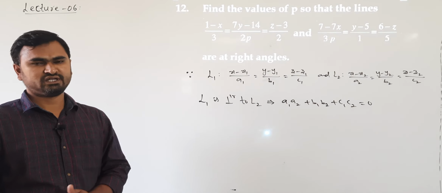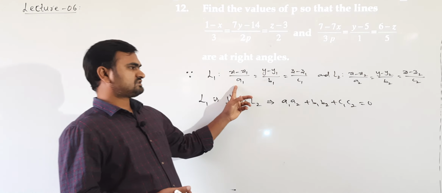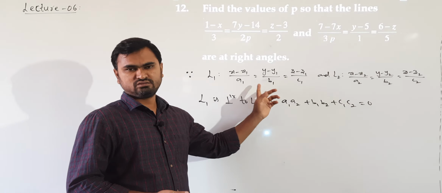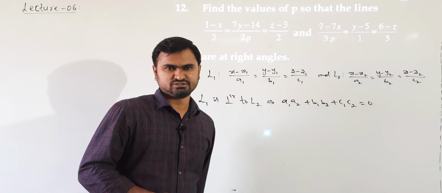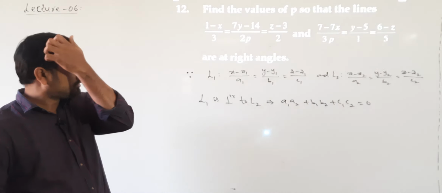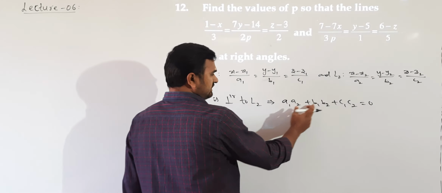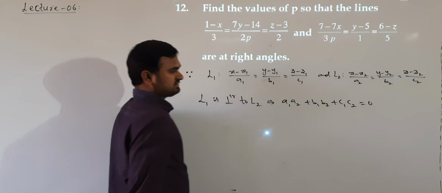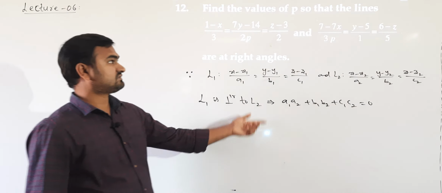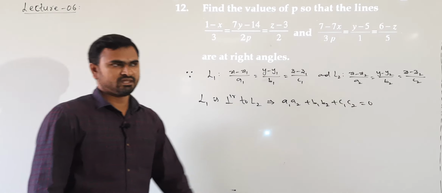And what is the condition for lines to be parallel? The DRs should be proportional: a1 by a2 equal to b1 by b2 equal to c1 by c2. Since they are asking about lines at right angles, the condition we have to use is a1 a2 plus b1 b2 plus c1 c2 should be 0. By solving this we can find the value of P.